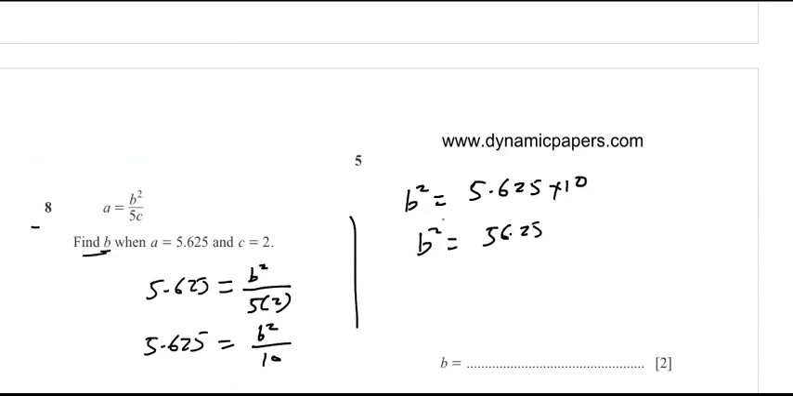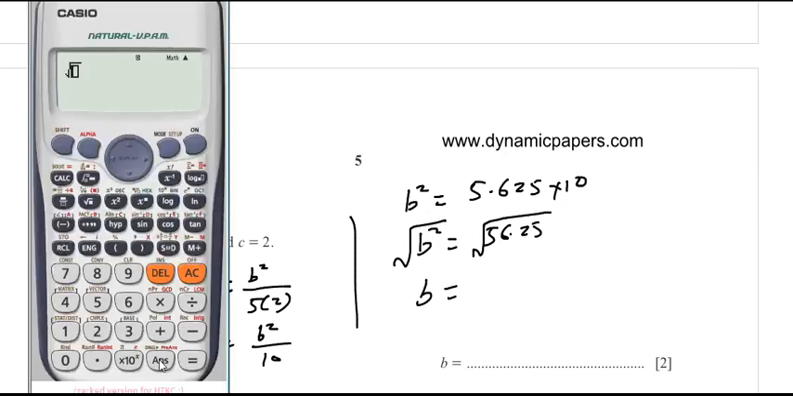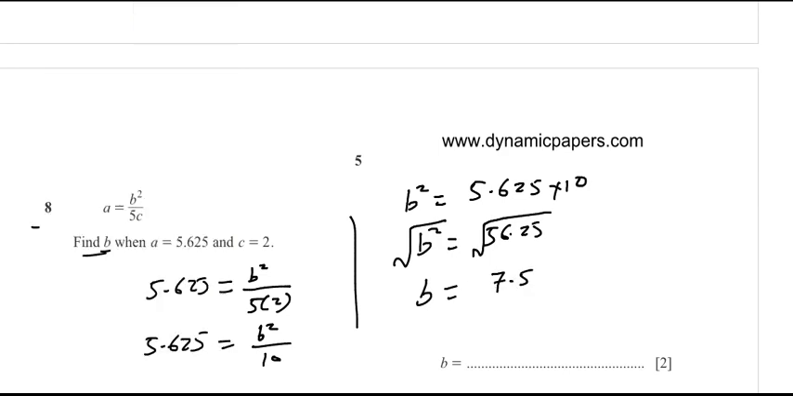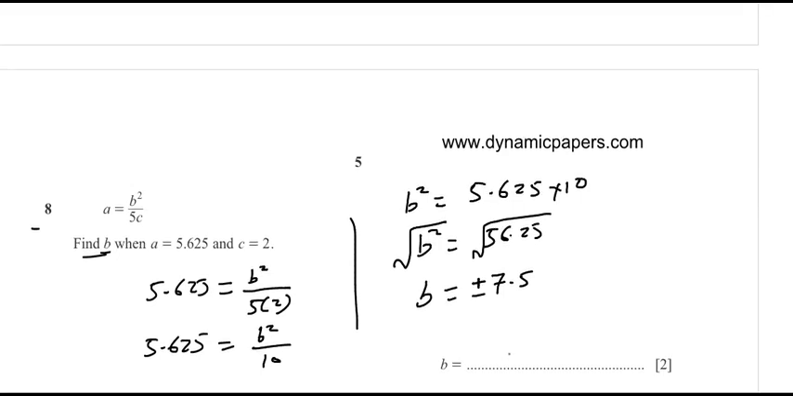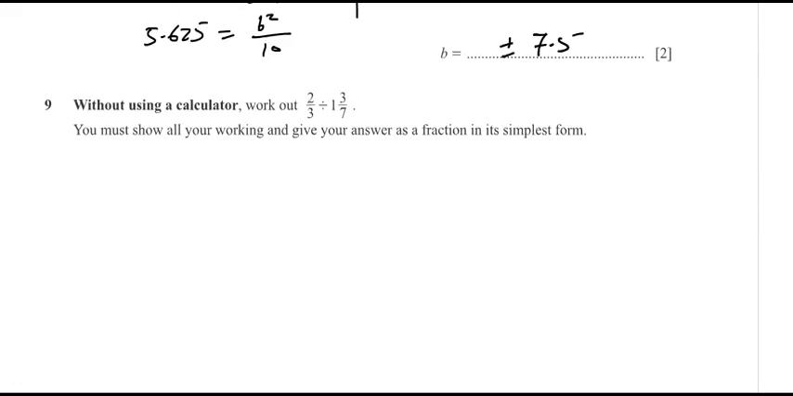Now take the square root on both sides. So B will be equal to the square root of 56.25. So it is 7.5. You can write plus minus 7.5, because whenever we take the square root, both are acceptable. It's better to write plus minus. So you can say plus minus 7.5.